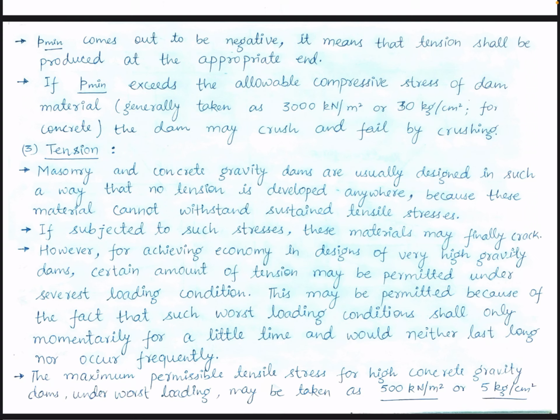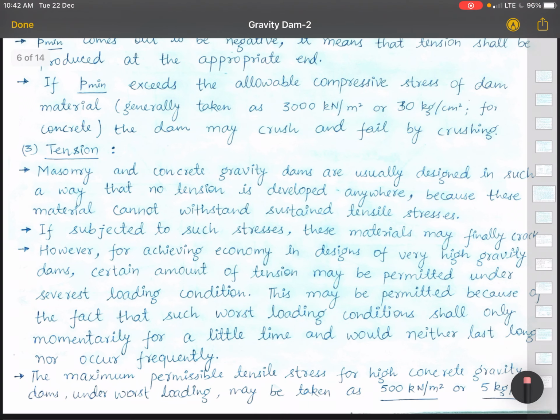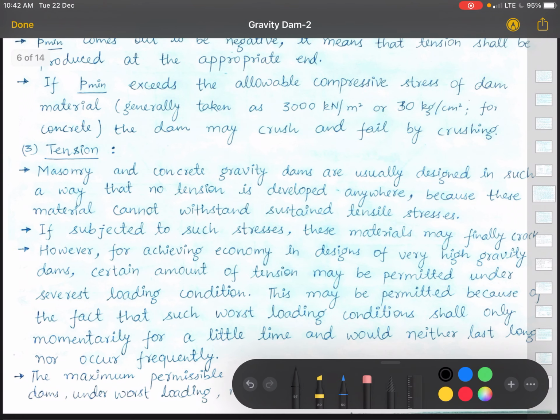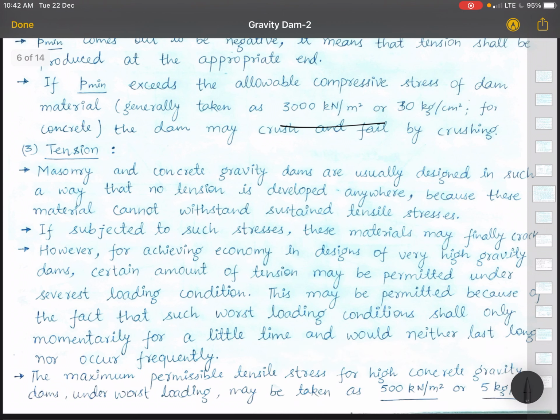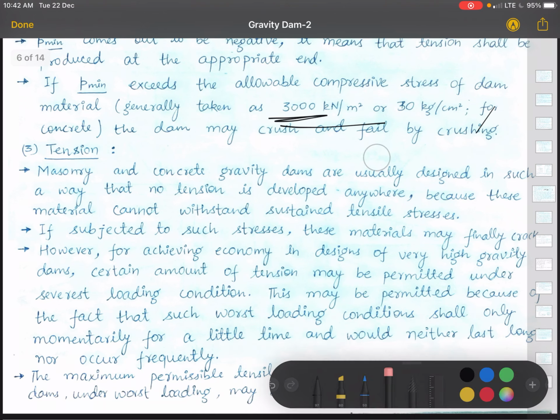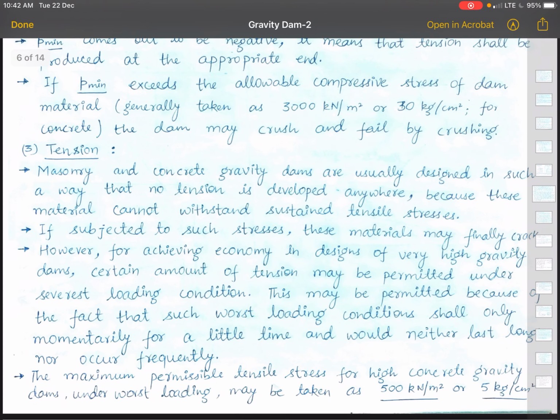If P minimum exceeds the allowable compressive stress of the dam material, which is generally taken as 3000 kPa or 3000 kilonewton per meter square, the dam may crush and fail by crushing. So we have to check that P minimum should not exceed this value. Okay, so this was the case of compression or crushing.